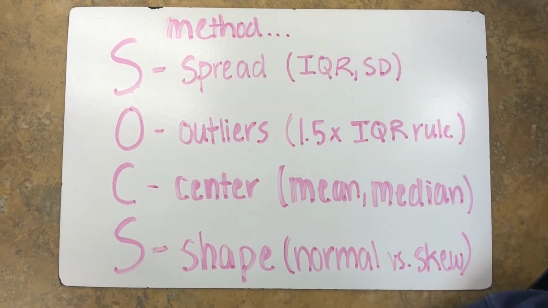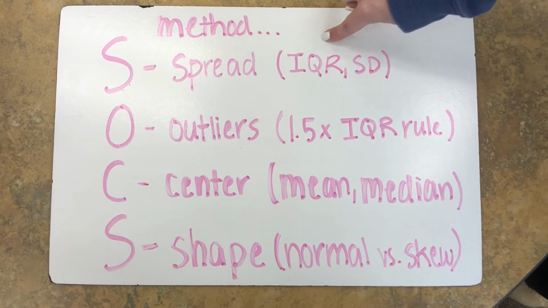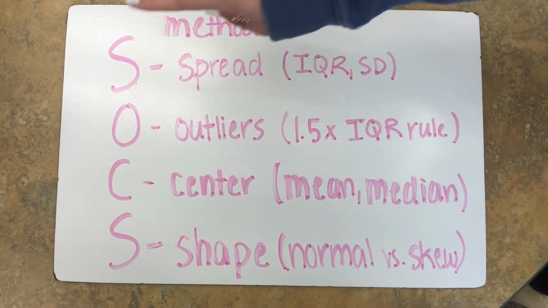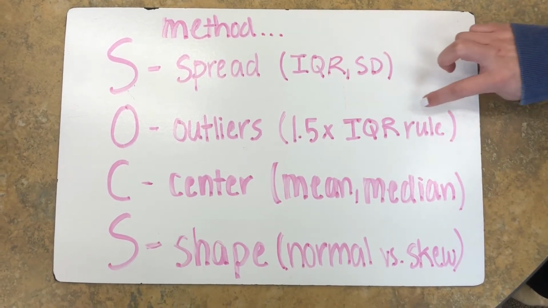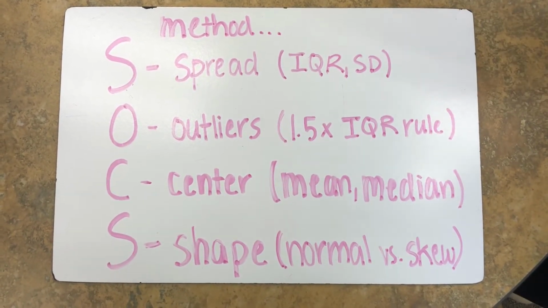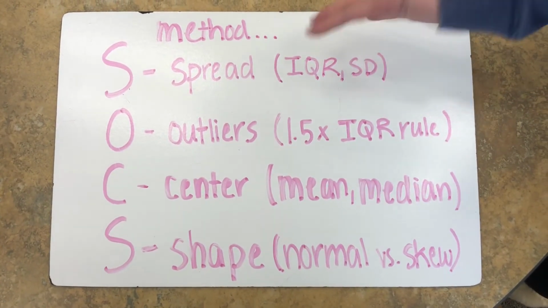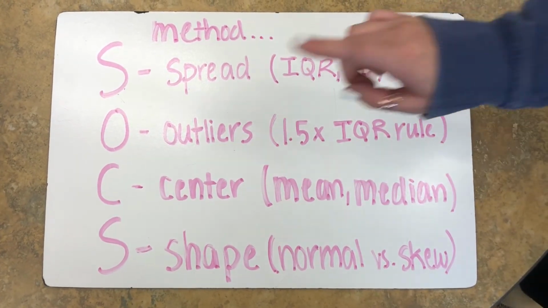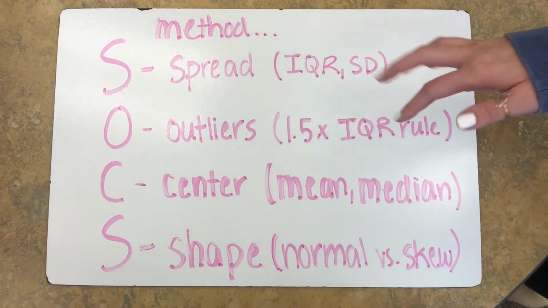In AP Stats, we analyze distributions using the acronym SOCs. The first S stands for spread, which can be measured using the IQR or standard deviation. The O stands for outliers, which can be found using the 1.5 times IQR rule. C stands for center, which can be measured by the mean or the median of the data. And S stands for shape: normal, skewed, unimodal, bimodal, etc.